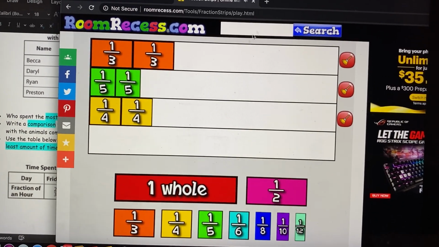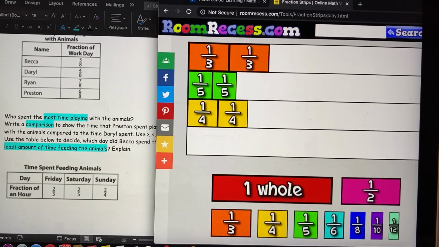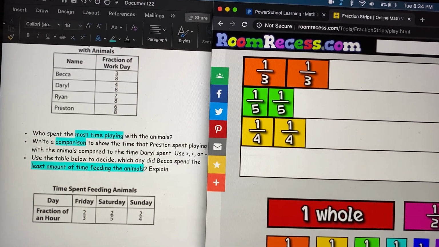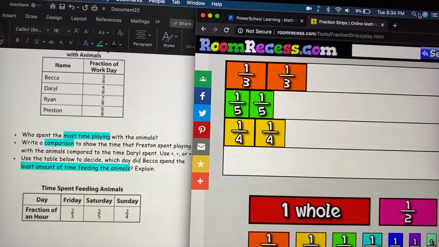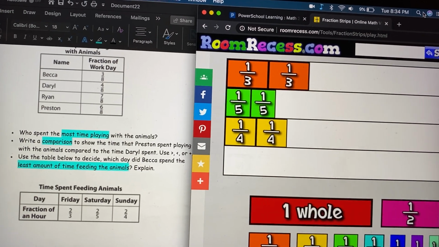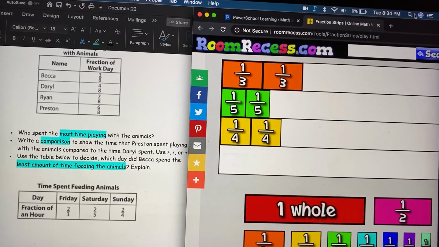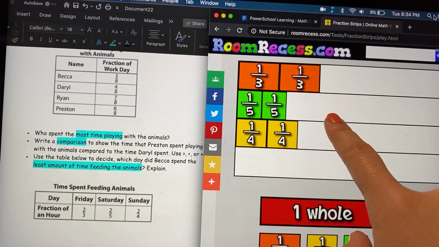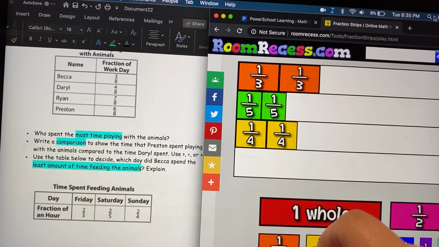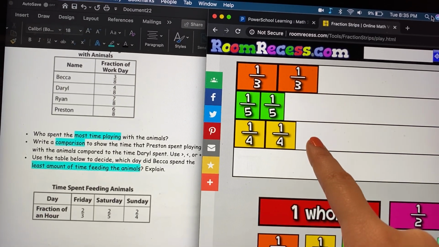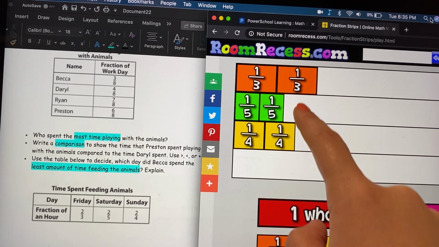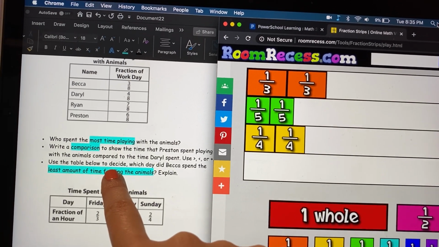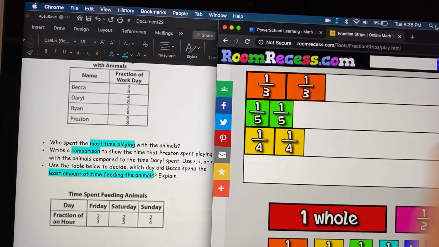So remember the question is asking which one is the least. So looking here, which day did Becca spend the least amount of time feeding the animals? Was it Friday, 2/3? Was it Saturday, 2/5? Or was it Sunday, 2/4? Remember to look and see which one has the least amount of blocks and the most amount of blocks. Which one here has the least amount? And that's your answer for the third bullet. And just explain to me why that was your answer.